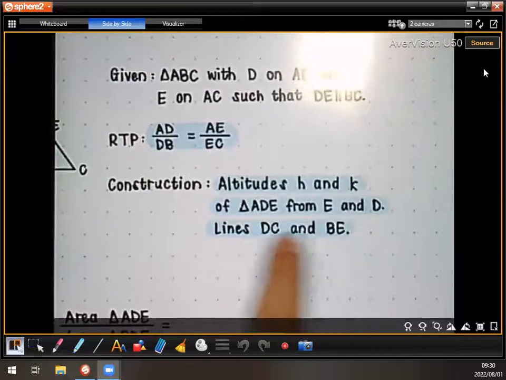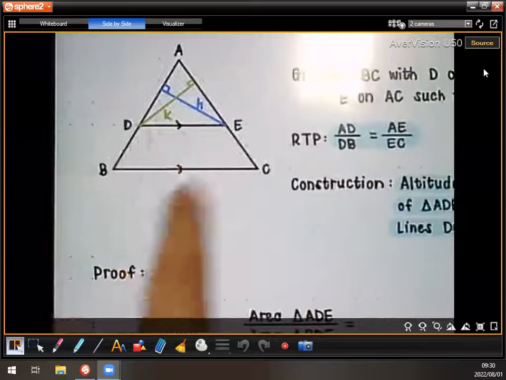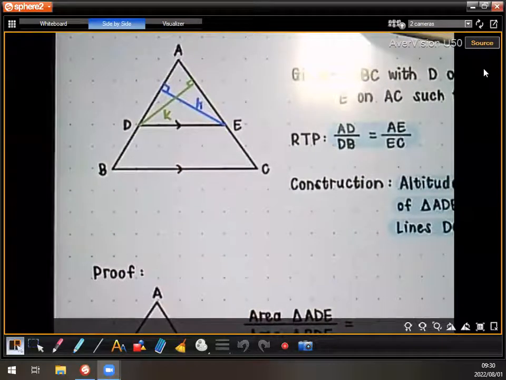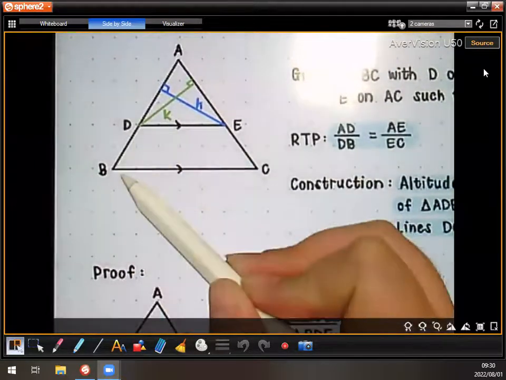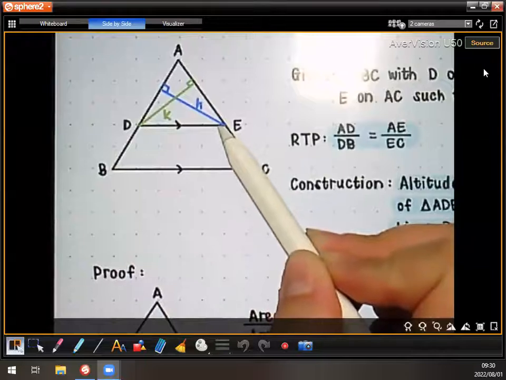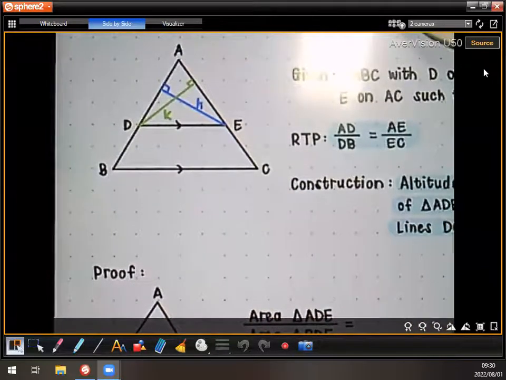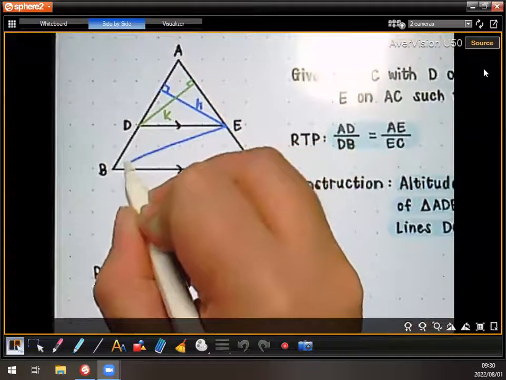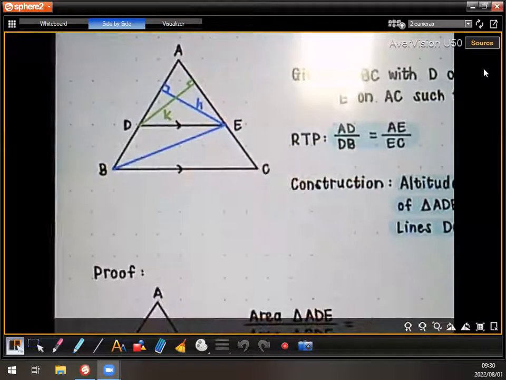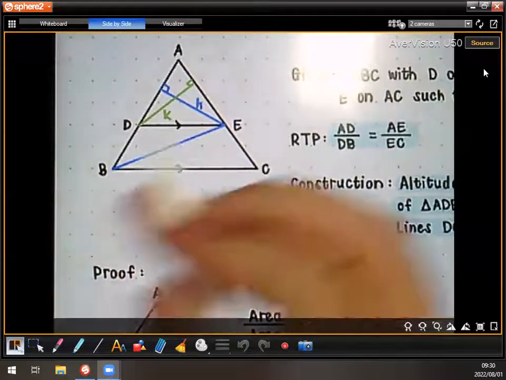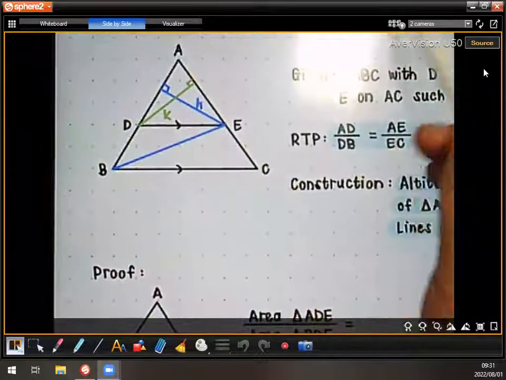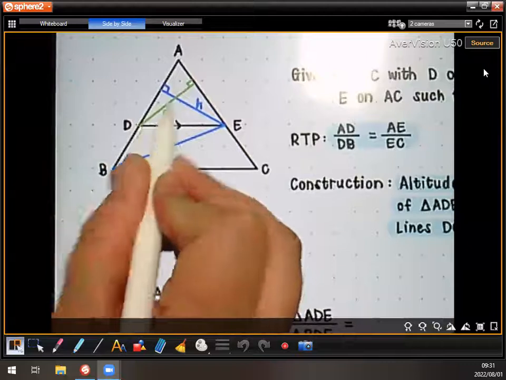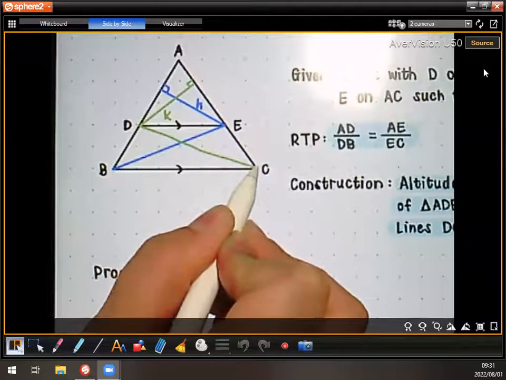Okay, next thing, there is a third part to this construction. We are also going to draw in lines DC and BE. This is where the bottom part comes into play. Now we're going to draw in DC, which is there, and BE, which is there. If you use different colors, please draw BE in the same color as H, because we're going to work with that shape there. And then use the same color as K for DC.